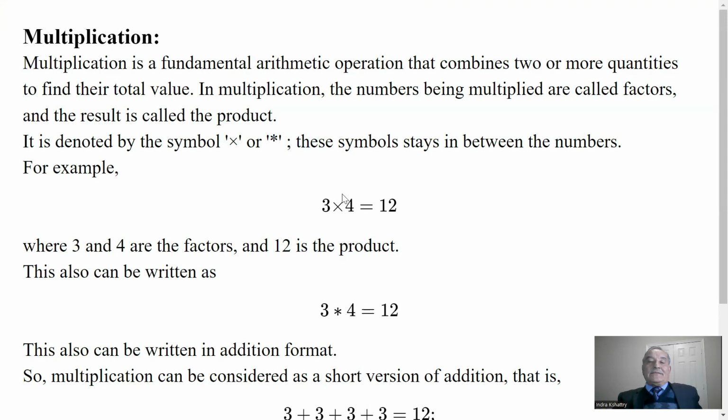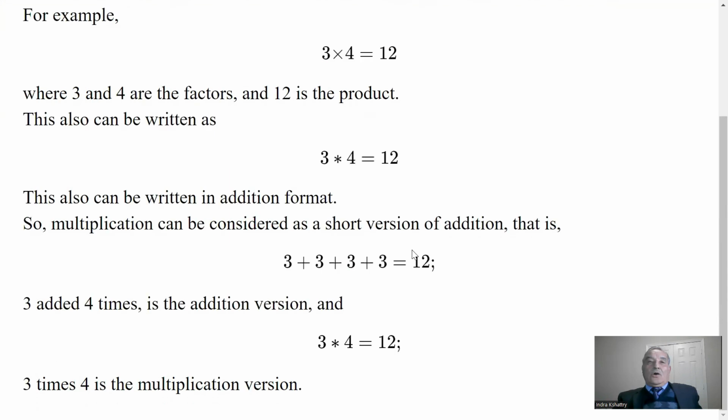Both represent multiplication, and the symbol is pronounced as times. 3 times 4 equals 12, where 3 and 4 are factors and 12 is the product.